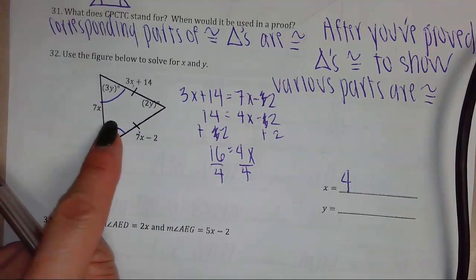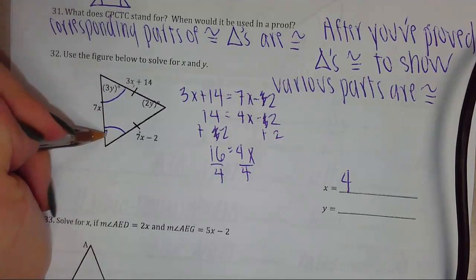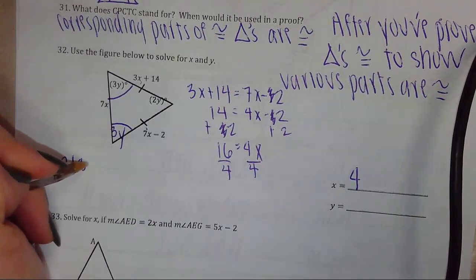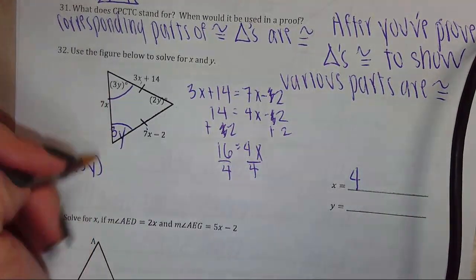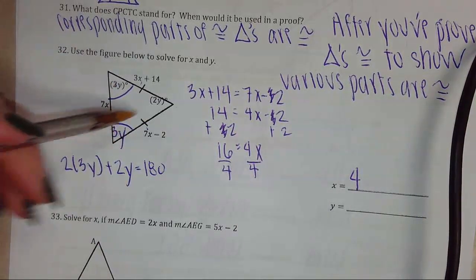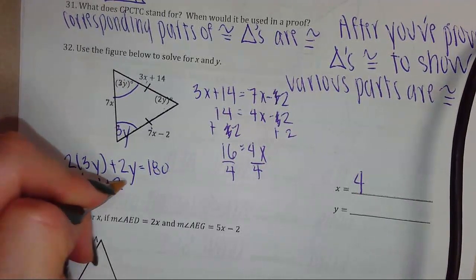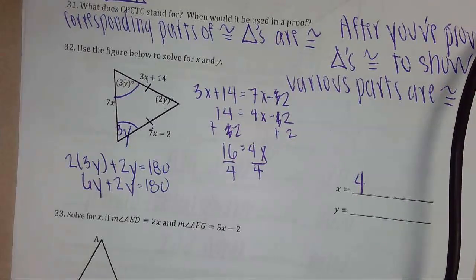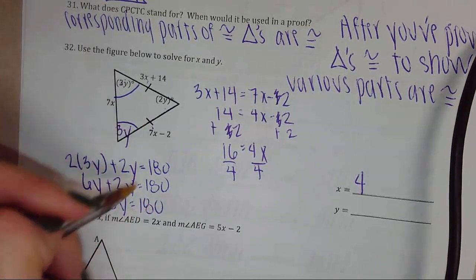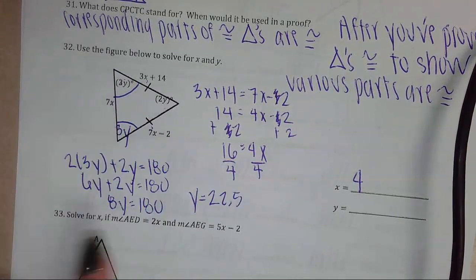Okay, for y, this is actually pretty cool because if this is 3y, this is also 3y. So I'm going to do 2 times 3y, because there's 2 of them, plus 2y, and set it equal to 180 because the angles of a triangle add to 180. So 6y plus 2y equals 180, which is 8y equals 180. Divide by 8 and you get y equals 22.5.